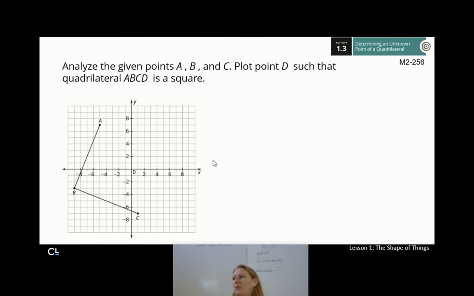So here I have 3 points, A, B, and C. I want you, and I'll let you play with it before I show you my trick, I want you to plot point D. I want you to put a point D on here somewhere such that ABCD is a square. Go ahead, hit pause, see if you can figure this out, and then hit play when you're ready to check your work.